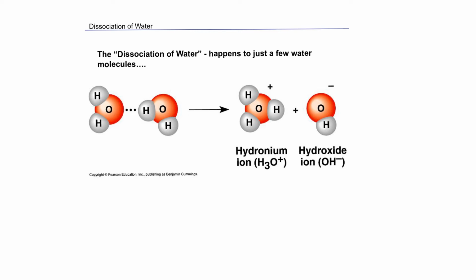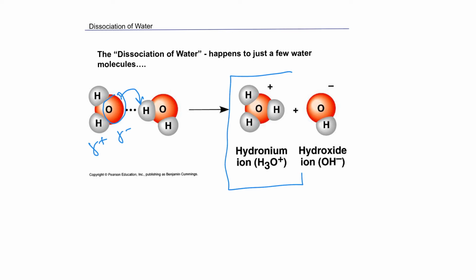So now let's talk a little bit about the chemistry of water, all right? And what happens to water molecules? So what happens is, we've already talked about this partial charge on a water molecule. The oxygen end is more electronegative. And when it ends up close to another water molecule, sometimes this electronegative oxygen pulls one of those hydrogens off. That hydrogen bond is so strong.